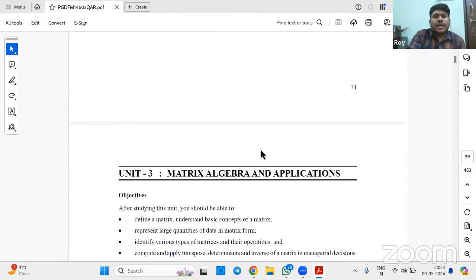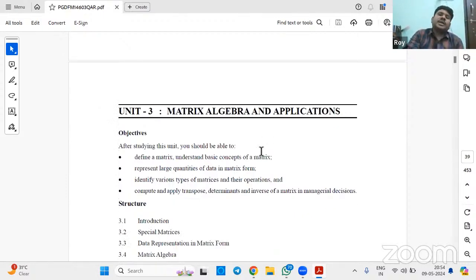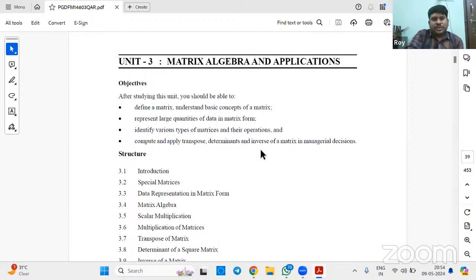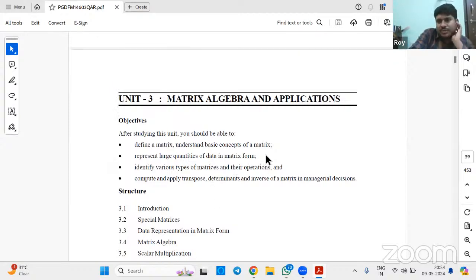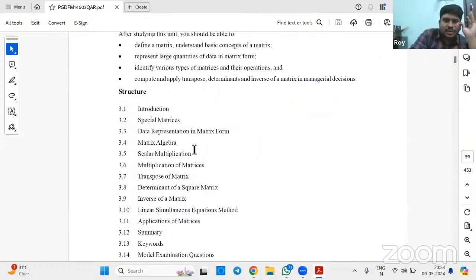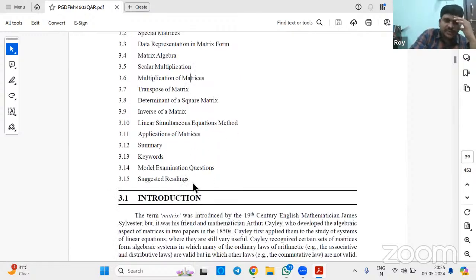Now let's go to another unit today, matrix algebra and applications. What we are going to understand here is the basic concepts of the matrix, how to represent large quantities of data in matrix form, various types of matrices, their operations, and computing determinants and inverses of this. So what is the structure here? We're going to learn how we can represent data in matrix form. What is matrix algebra? Scalar multiplication of the matrix, transpose of a matrix, and this. We will see that matrix again.